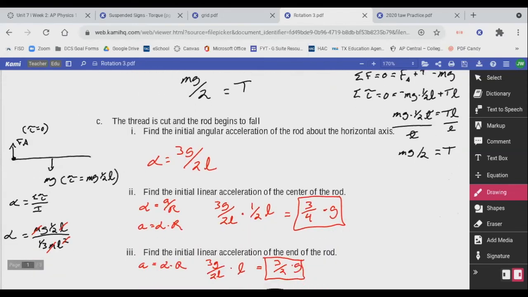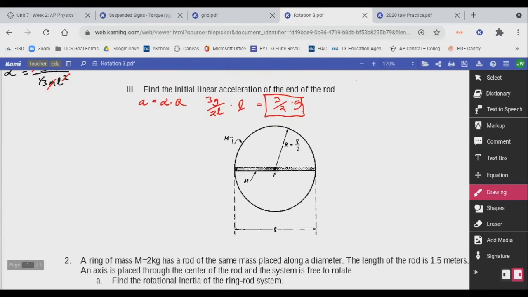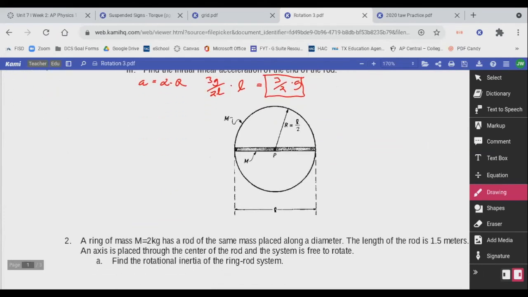All right, if you guys were able to answer that, let's take a look at what we have down here. There are two things, a ring and a rod. We have a ring of mass M, and M is equal to 2 kg. It has a rod of the same mass placed along a diameter. The length of the rod is 1.5 meters. An axis is placed through the center of the rod, and the system is free to rotate. So you've got a hula hoop and a rod going right through the middle, and the rod is the diameter. We need to find the rotational inertia of the ring-rod system.